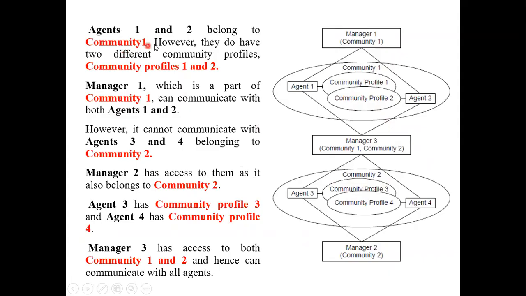Here this was the explanation which I had given. Here you can see agent 1 and 2 belong to community 1. However, they do have two different community profiles, profile 1 and profile 2. Now see, all agents cannot be the same. If one is a printer, another will be a router, another a desktop. So that agent has his own community profile 1. Agent 2 has his own community profile 2. Agents need not be identical. So this agent might handle a different set of objects.